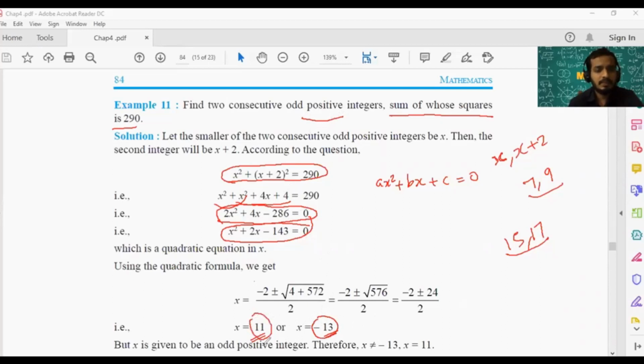If the first one is 11, then the next integer will be 11 plus 2, that will be 13. 11, 13 are the two consecutive positive integers whose sum of squares is 290. So, two exam questions we discussed, two more we can discuss now.